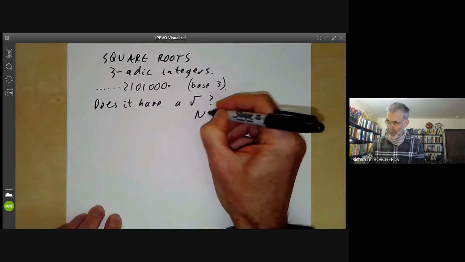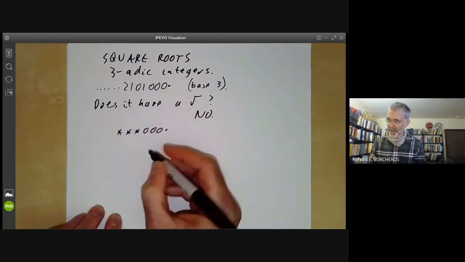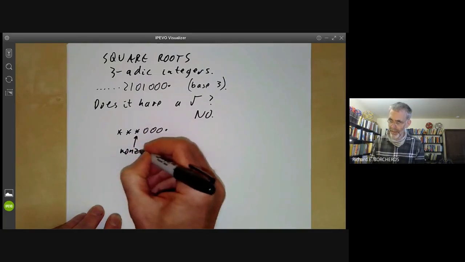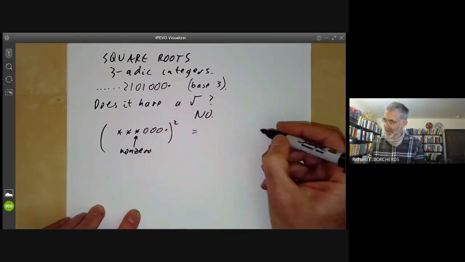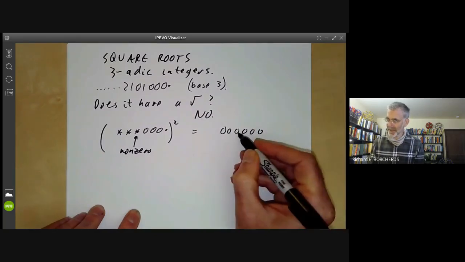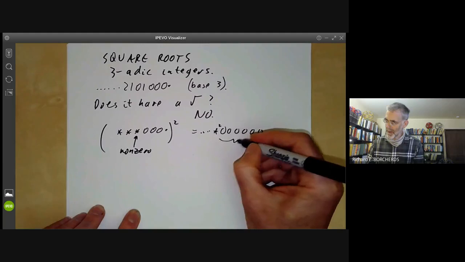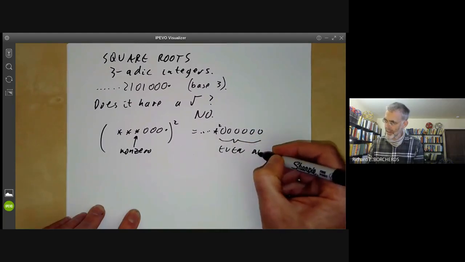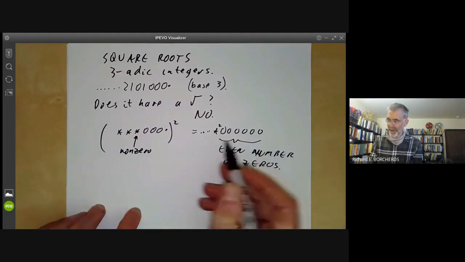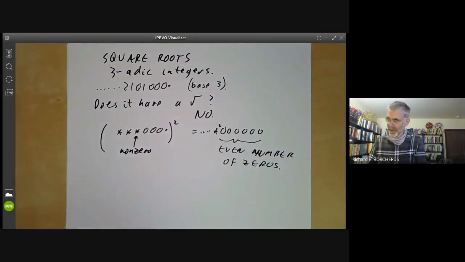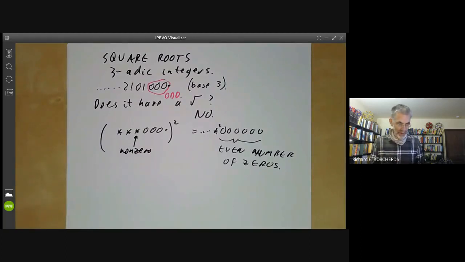And the answer is no. Because suppose we take any non-zero 3-adic number, and suppose we take the square of this. Well, what will happen is if this ends in three zeros, its square will end in six zeros, and then it will end in something non-zero because it will have the square of this number here and some other things there. So the square has an even number of zeros at the end of it. And here we see that there are only an odd number of zeros. So this number here doesn't have a square root.